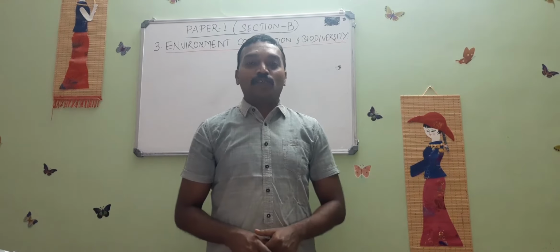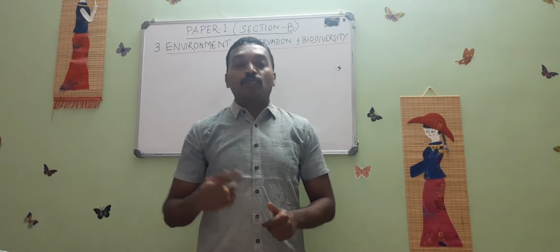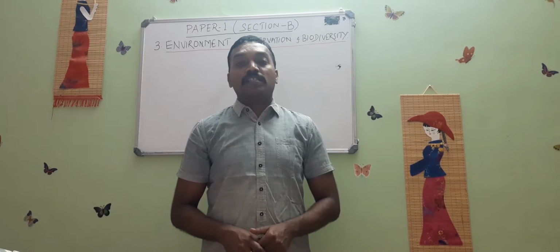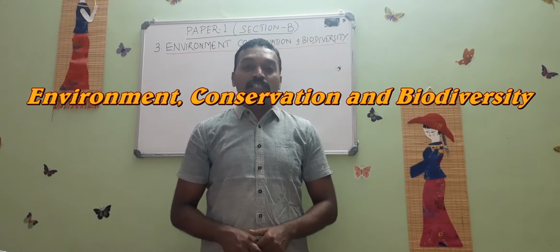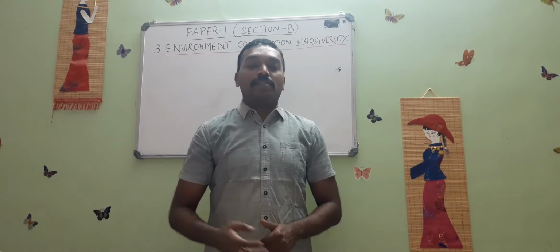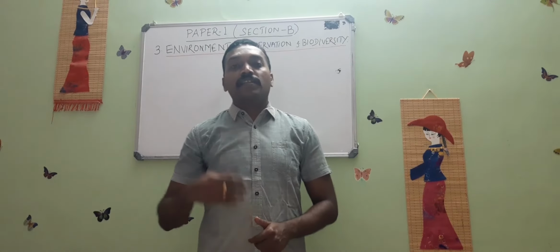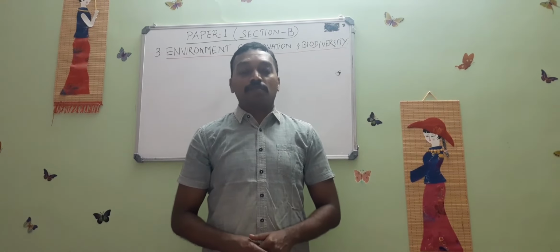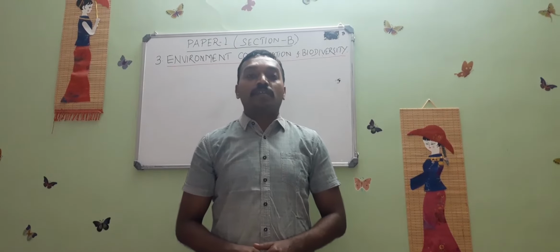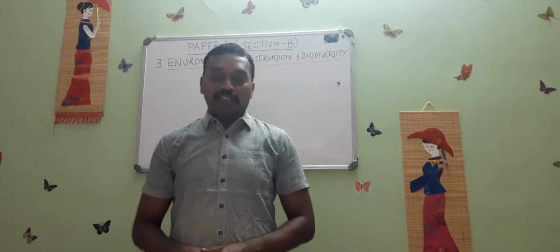After completing the 4 subjects in Section A and 2 subjects in Section B, now we are entering into the most important and sensitive subject, that is environment, conservation and biodiversity. Here we are going to cover the important aspects of environment, its conservation, various types of pollution and the various combating strategies to deal with pollution, and also biodiversity, which is one of the most important aspects in the present day scenario. Let us start with the environment and its conservation.